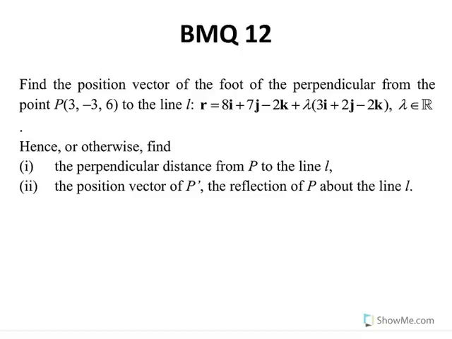Okay, so we are going to find the position vector of the foot of the perpendicular from the point P to the line. This is actually a question involving the foot of perpendicular from a point to a line, as well as the perpendicular distance from the point to the line. And so the general idea is like this.